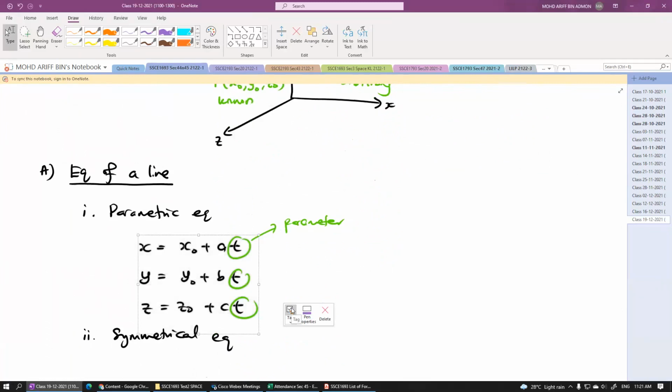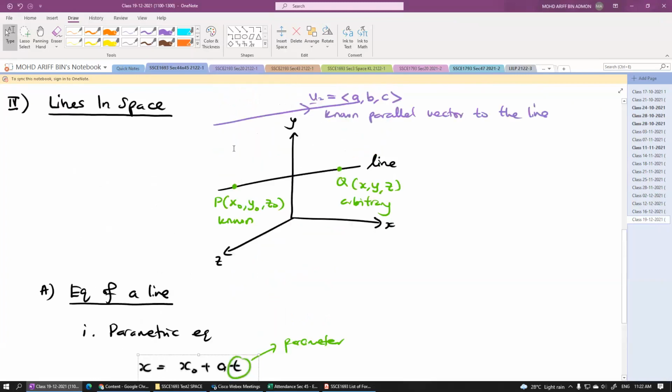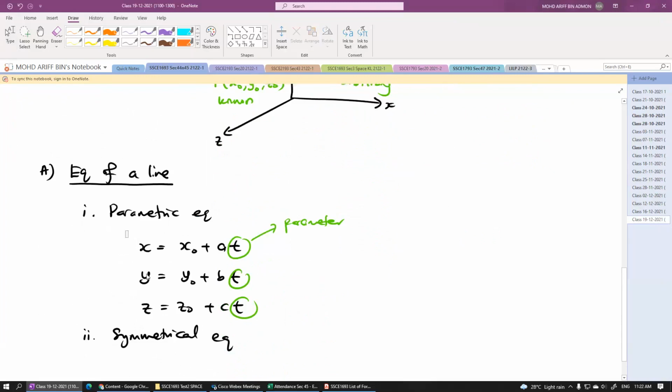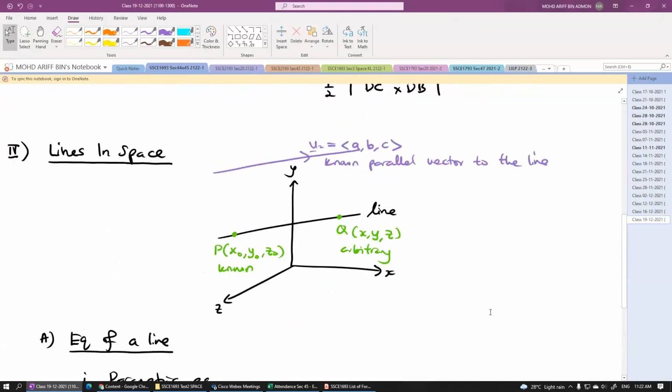So how can we relate these two pieces of information to finally get this parametric equation? It's not too difficult. It comes from the relation with this parallel vector. We have vector u, and let's say I just rename u2 as u only. Vector u is parallel to our line here.